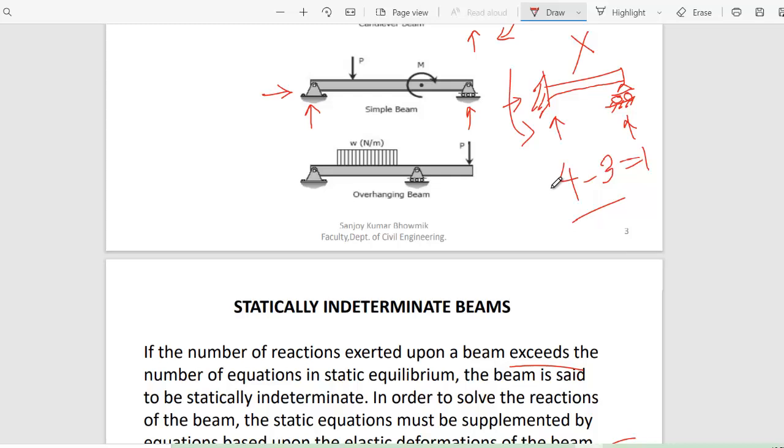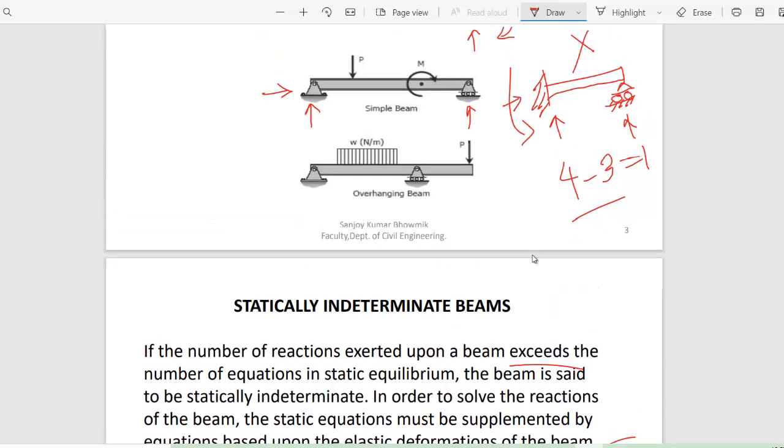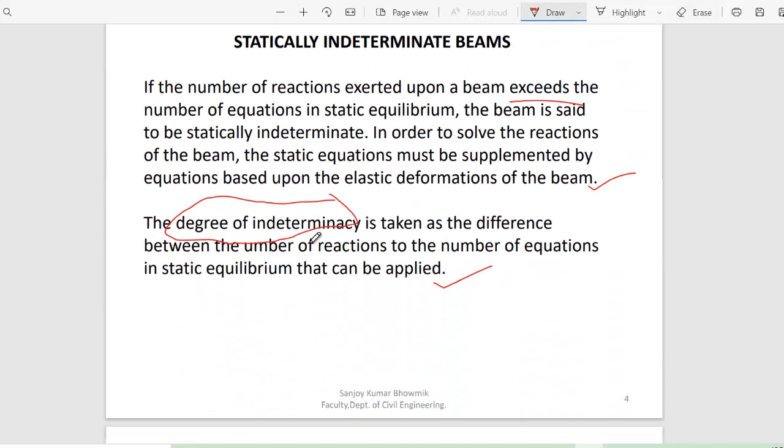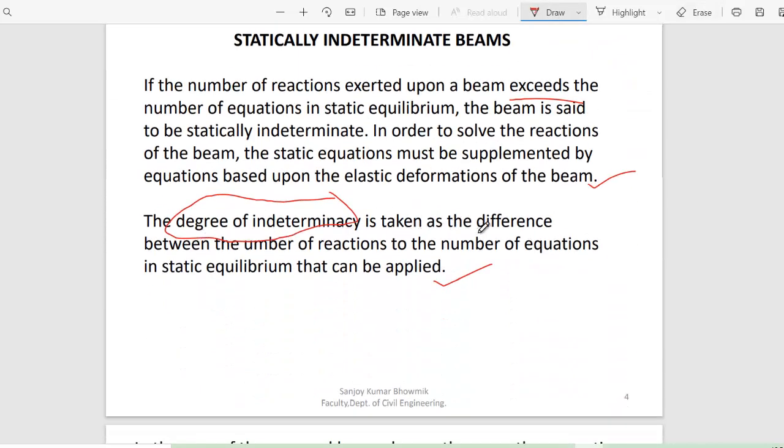Sir, please repeat again, I don't understand. So there are four reactions, 4 unknowns, and you have 3 equilibrium conditions. So if you subtract the known equations from the unknown reactions, it is 1. So that means 1 reaction is indeterminate. That's why they say the degree of indeterminacy is taken as the difference between the number of reactions and the number of equations in static equilibrium that can be applied.